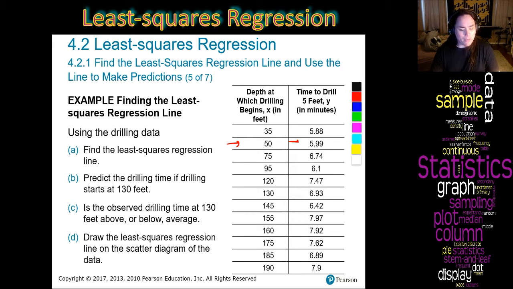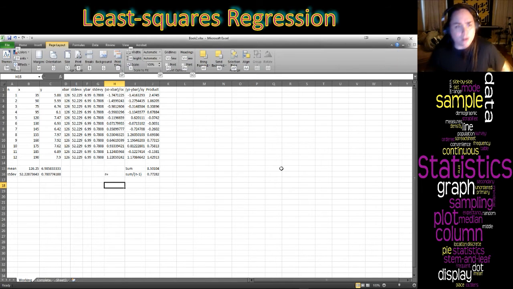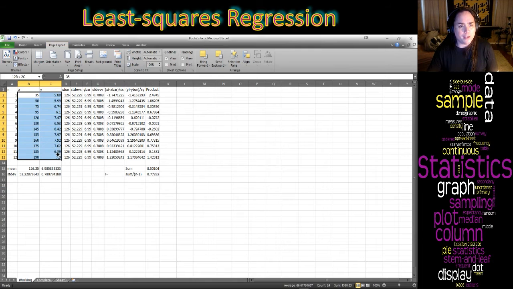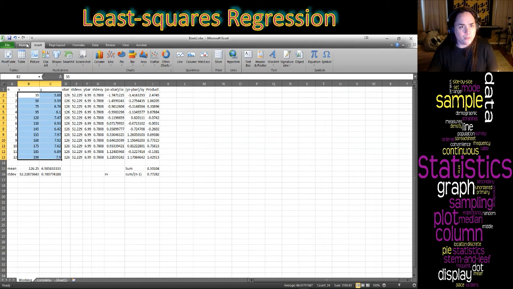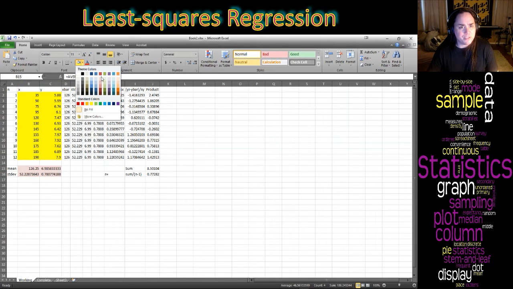So let's go back to our table. Okay, so we've got our table here. These were the values from that table. Let me highlight those yellow. We calculated these values here, and we calculated an R value here. Let me make that a little darker so we can see a little better.